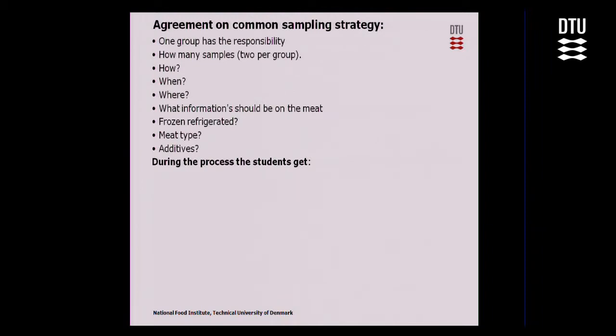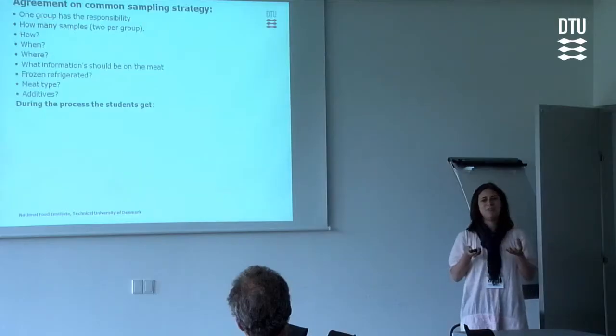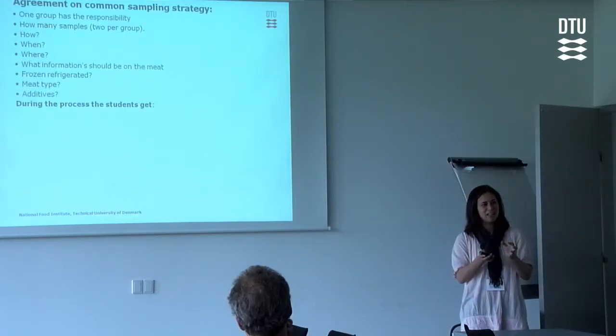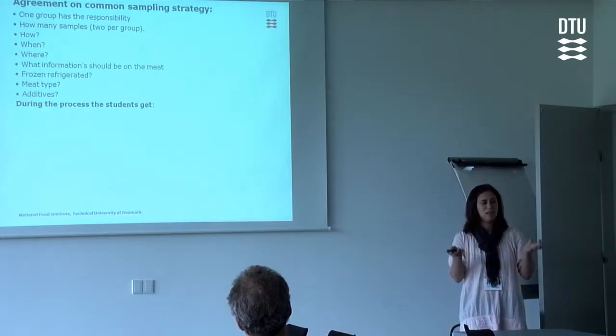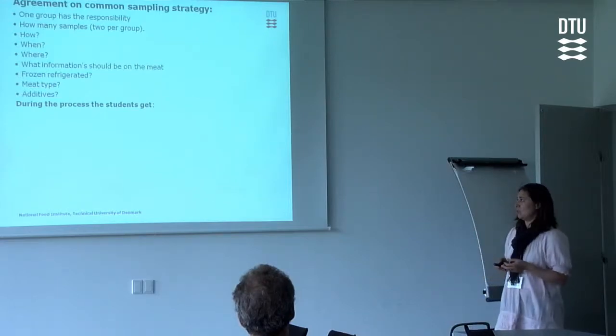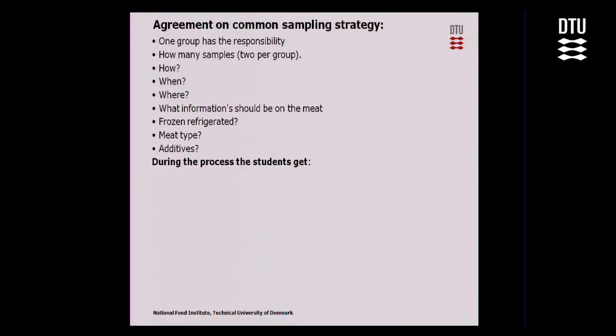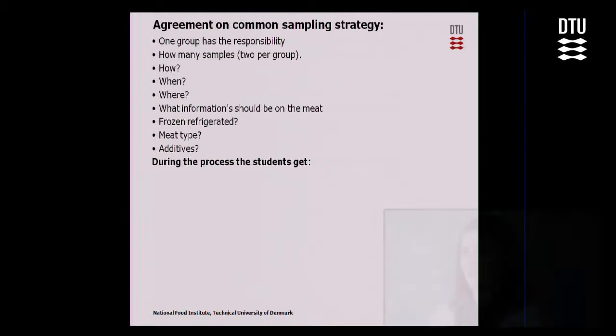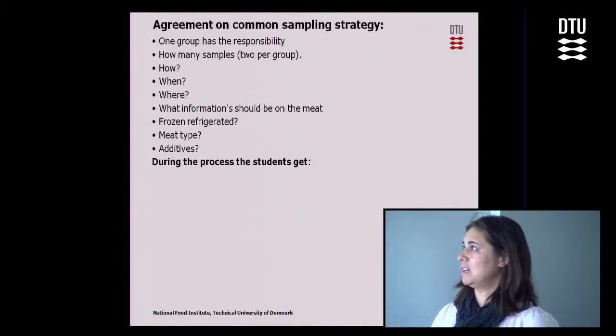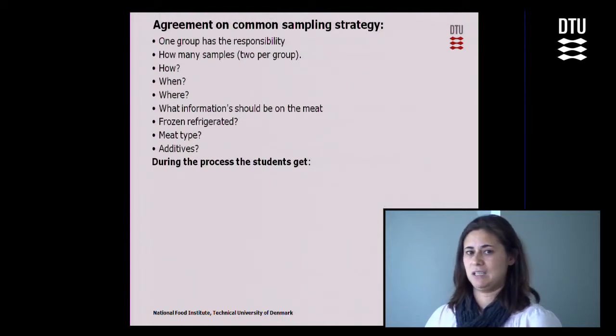Then the agreement about the sampling strategy is also an important thing, because we serve it to them in a way so that they get an idea that they have to decide what to do and what the pitfalls are. They know that they can only collect 2 samples per group, but then they have to decide how to do this. Is it Sunday or Monday we get the samples? What shops can we get them from?